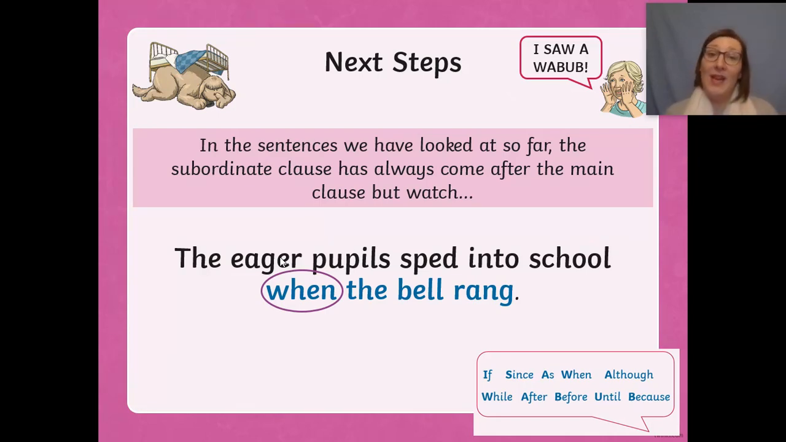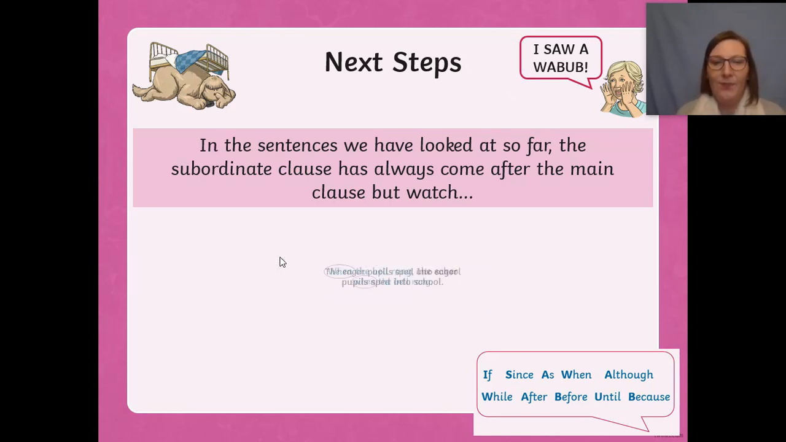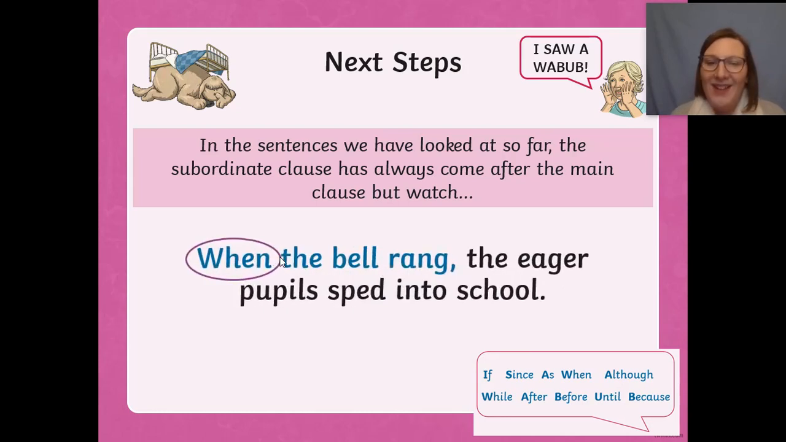Now, do you remember at the beginning I told you the very special thing about this is you can have your main clause and then your subordinating clause, but it can swap over. Amazing. Okay, so are you ready? "The eager pupils sped into school when the bell rang." Watch this. "When the bell rang," comma, very important to remember that, "the eager pupils sped into school." Does that still make sense?